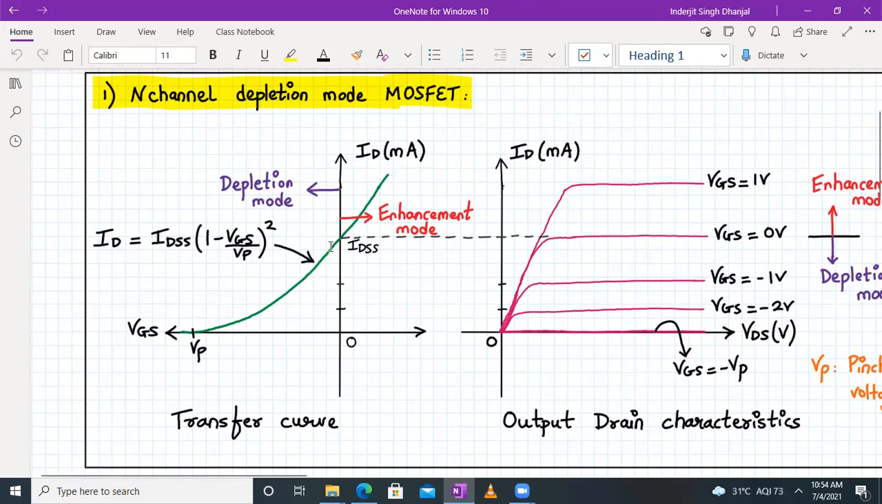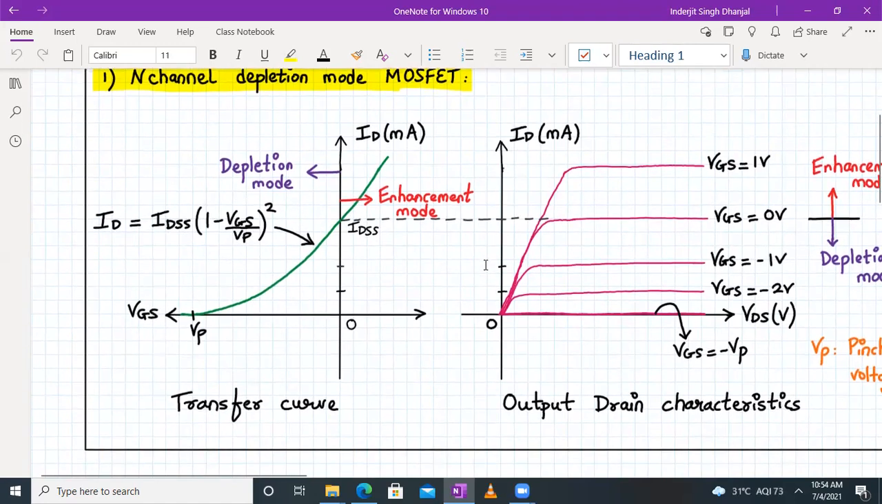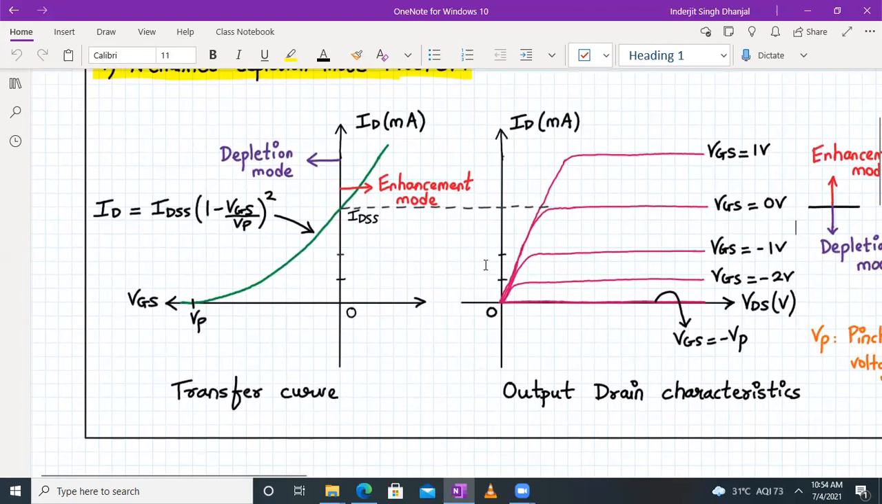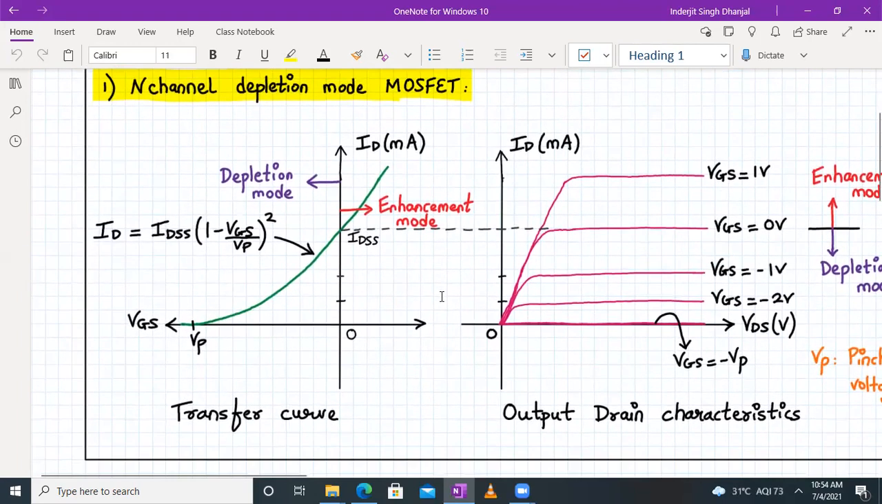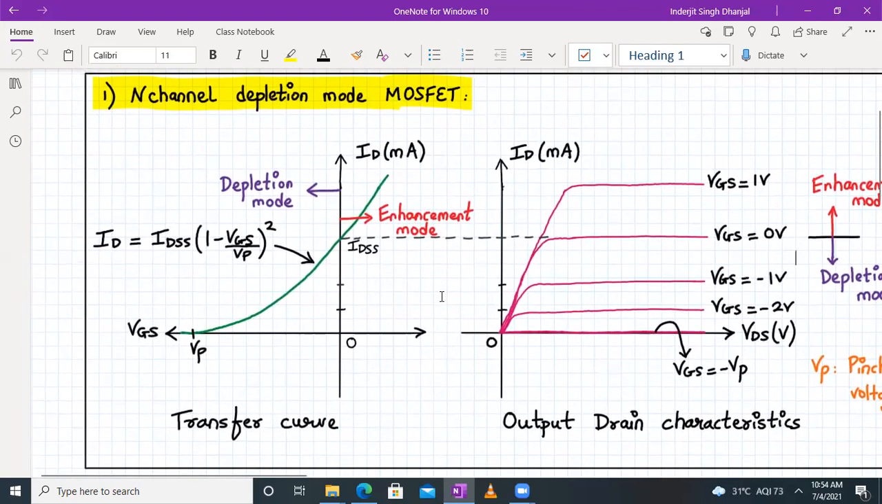Again, the equation of this transfer curve is given by Shockley's equation, which is ID equal to IDSS times 1 minus VGS upon VP, the whole square. So this is the output drain characteristics and the transfer curve for N-channel depletion mode MOSFET.